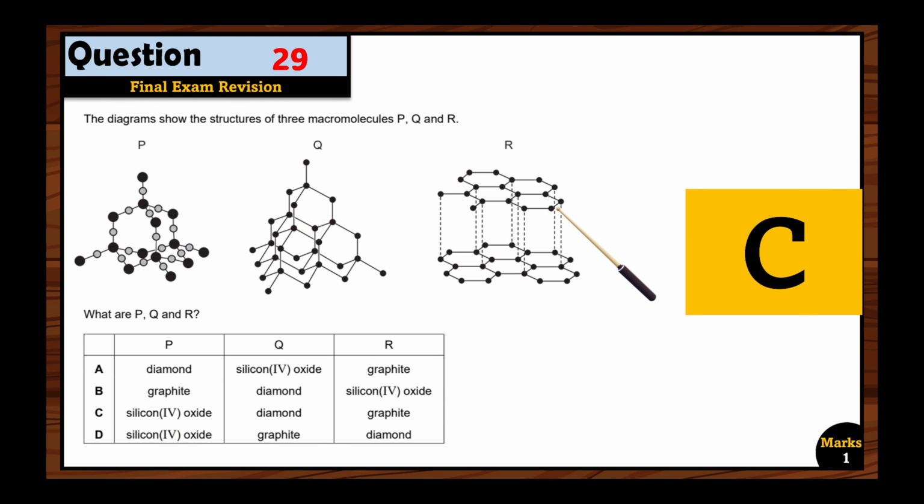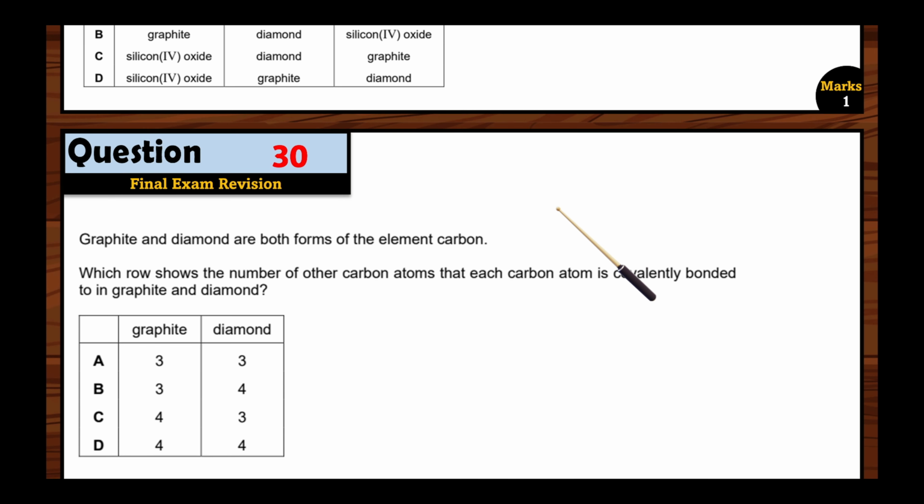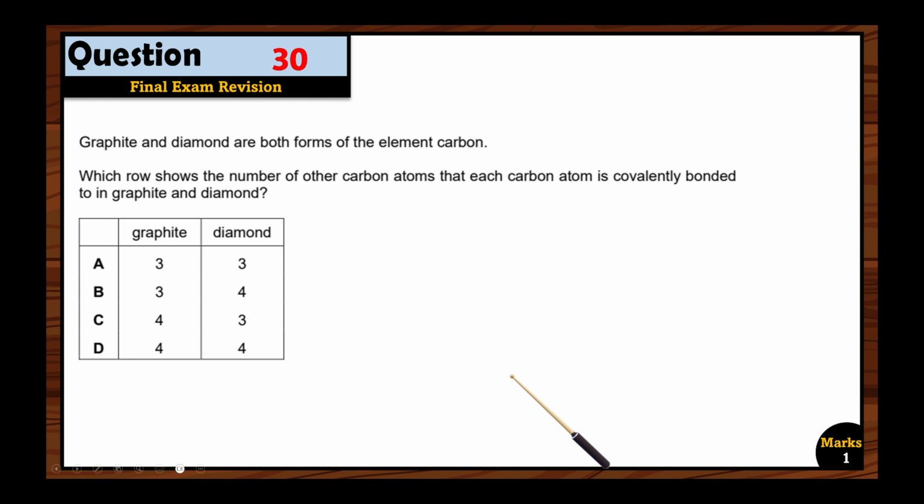So remember, carbon can make 4 bonds, right? Carbon can make a maximum of 4 bonds, but in graphite, it doesn't make 4 bonds. It just makes 3 covalent bonds. So 3 is the right option. And diamond, of course, is a non-conductor of electricity. Why? Because it's just making covalent bonds and all the electrons are used. So that's why it is a non-conductor of electricity.